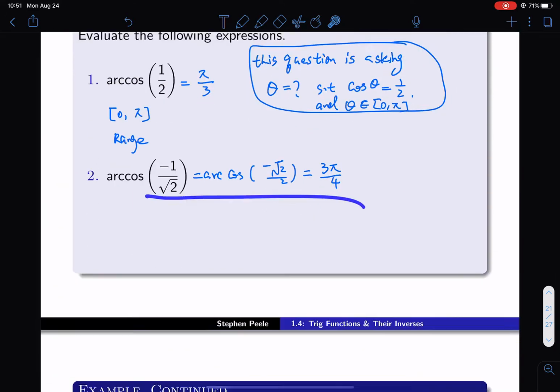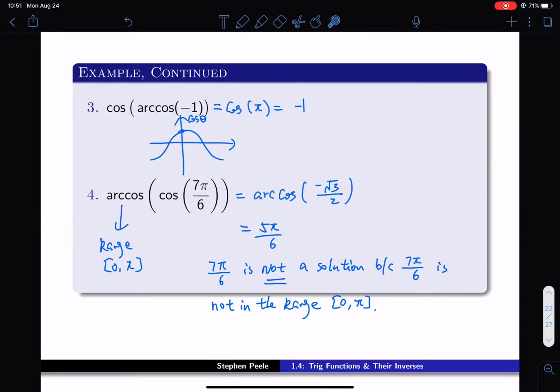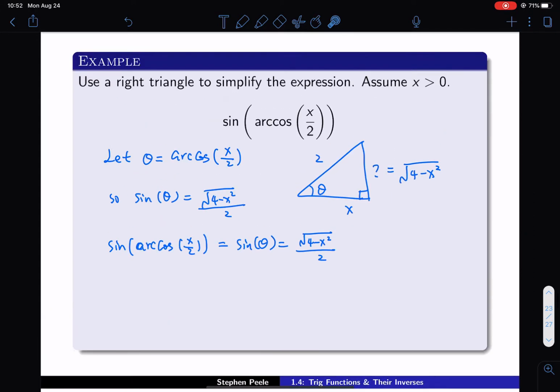Then similar for this one. But sometimes we may have more than one solution. Okay, this is a very good exercise. So you can see that for arc cosine of cosine, we cannot just cancel, because arc cosine means cosine inverse. We cannot just cancel cosine inverse and cosine and then say the solution is 7 pi over 6, because the range is 0 to pi. That means our solution must be from 0 to pi. This one is not in this range, so we have to choose another one, that is 5 pi over 6.